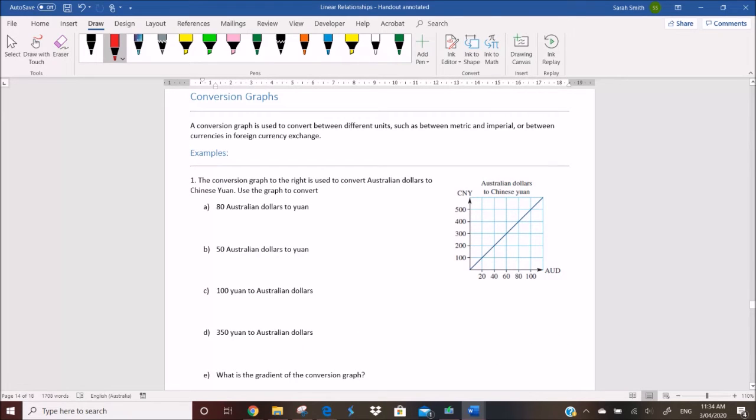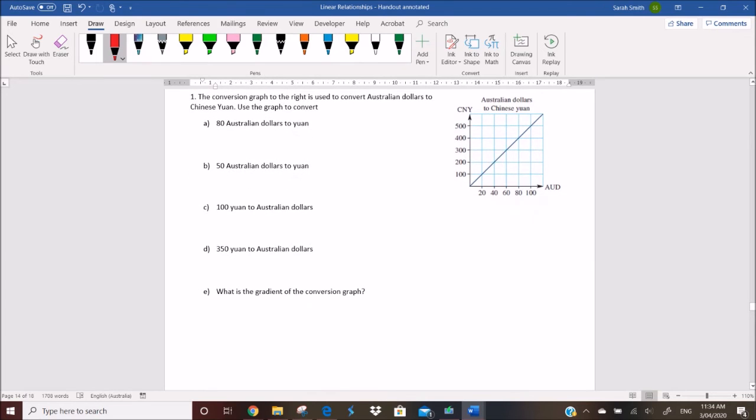Conversion graphs are another form of linear relationship. So this is something that we would use to convert between different units, so metric and imperial, or between foreign currencies. So what I've given you here in this example is a conversion graph used to convert Australian dollars to Chinese yen. Okay, if we're going to convert 80 Australian dollars to yen, we're going here at the 80, we're going up and across. We will get 400 yen.